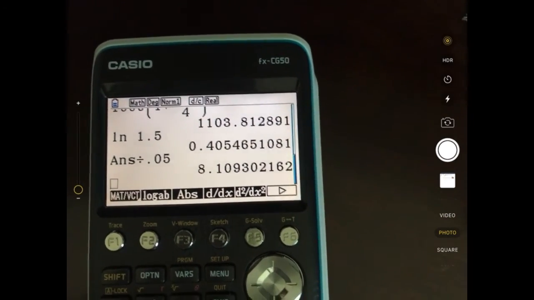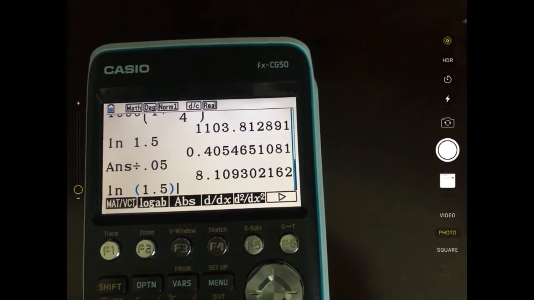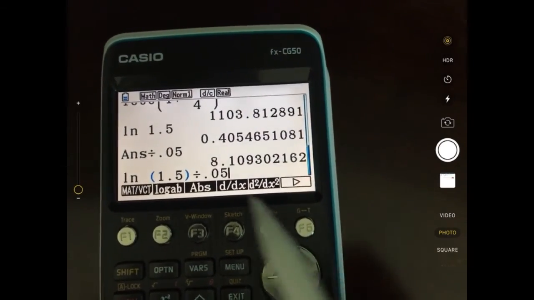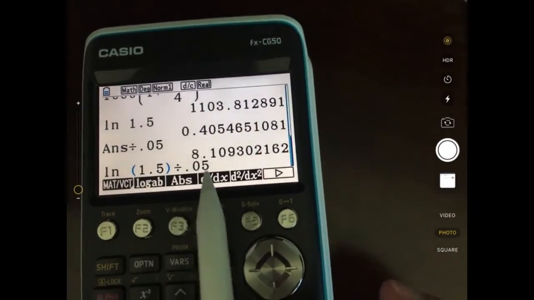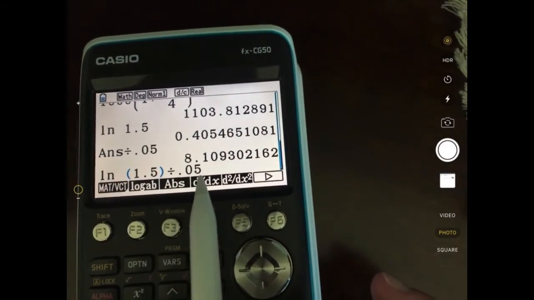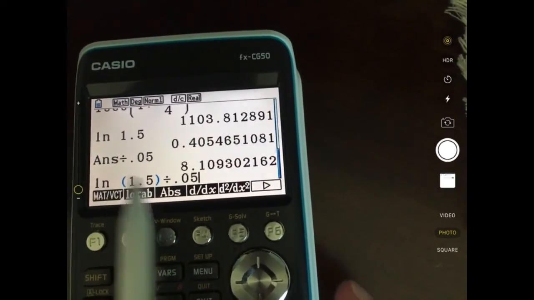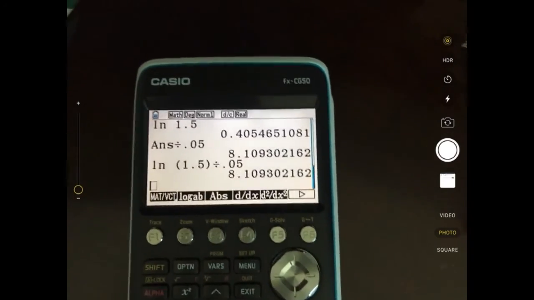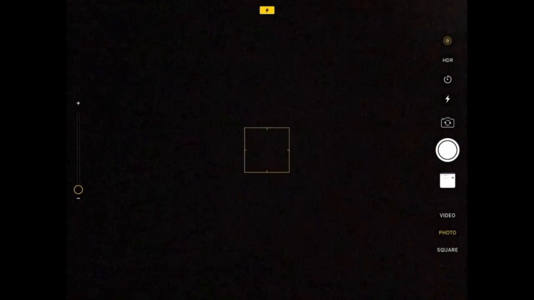Now you can do this all at once. You can hit natural log, and then I use parentheses around the argument. I usually do that when I'm working with the algebra as well. And then divided by 0.05. This way it doesn't confuse. No matter what calculator you use, if you put parentheses around the argument, it's not going to confuse the divided by 0.05 with the argument. It's going to first find the natural log of 1.5 and then divide that result by 0.05. And we press enter, and our time is 8.109 years.